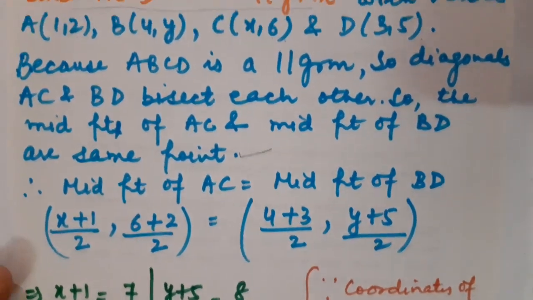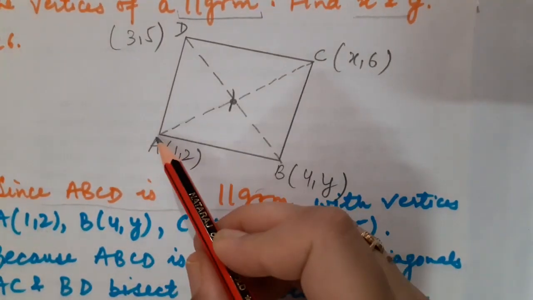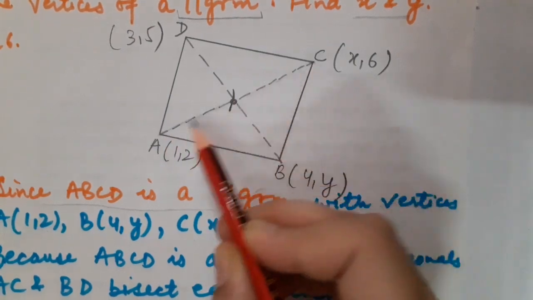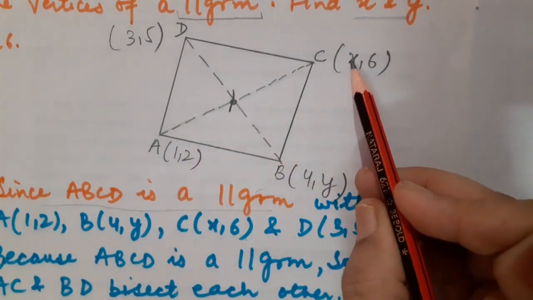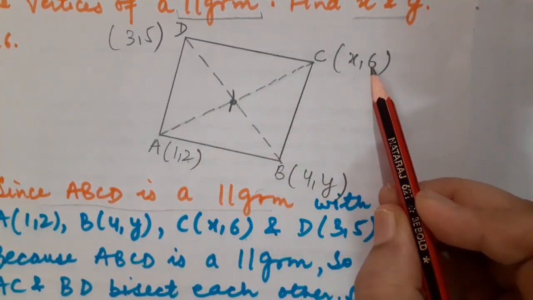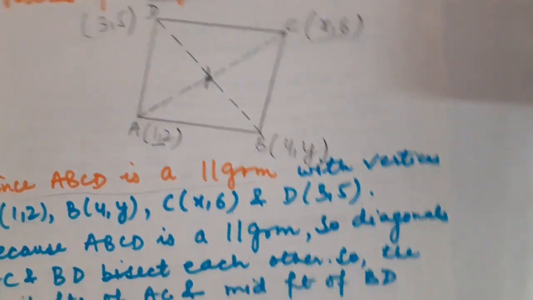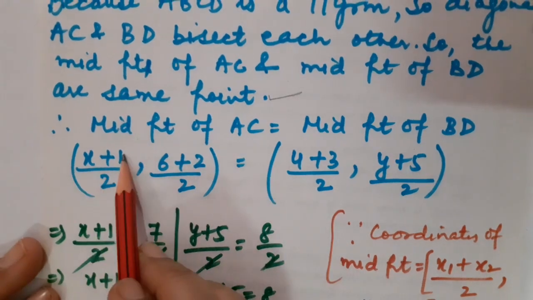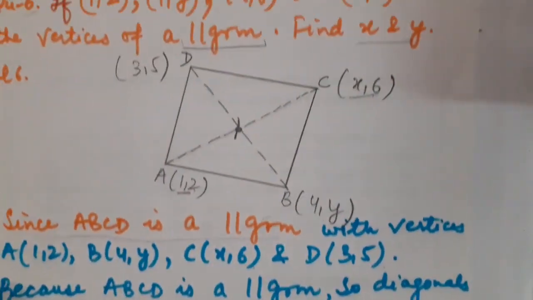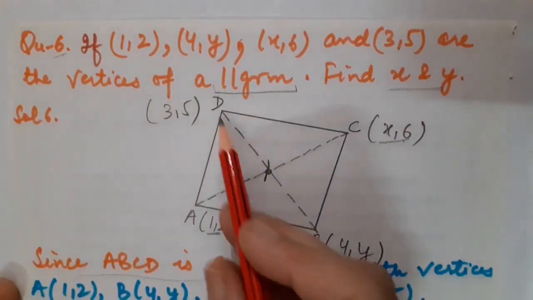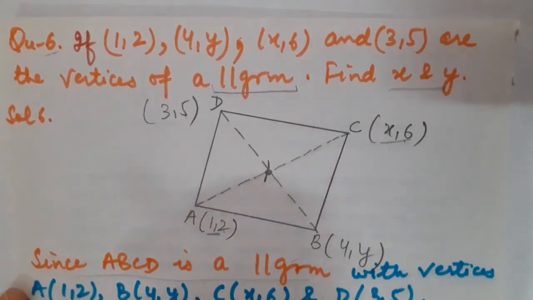So let us calculate the midpoint. I have just made you memorize the formula right now. I have to calculate the midpoint of the line segment AC. I know the coordinates. So what is the formula? (x1 + x2)/2, (y1 + y2)/2. Here you can assume, let it be x1, y1, let it be x2, y2. So I have calculated (x + 1)/2, (6 + 2)/2. In the same manner, now you calculate the midpoint of BD. So that would be (4 + 3)/2, (y + 5)/2.